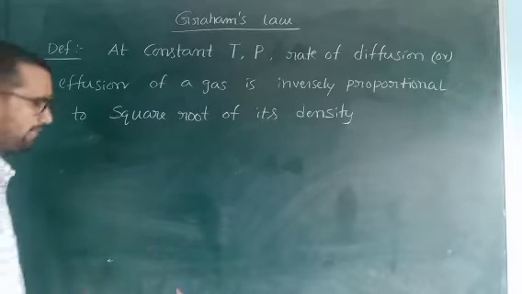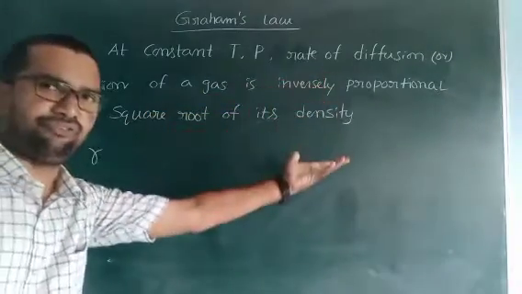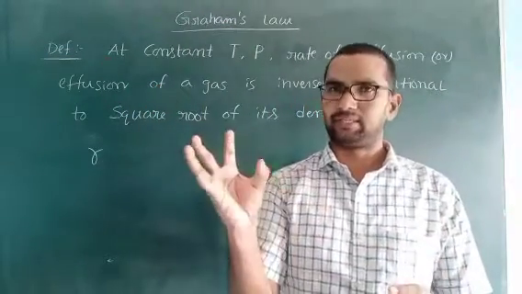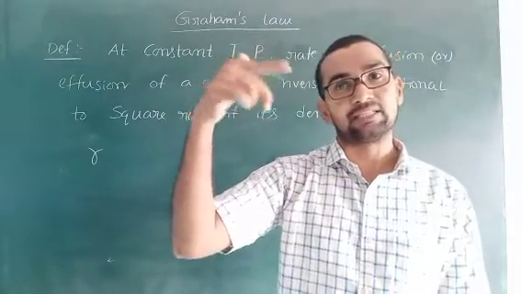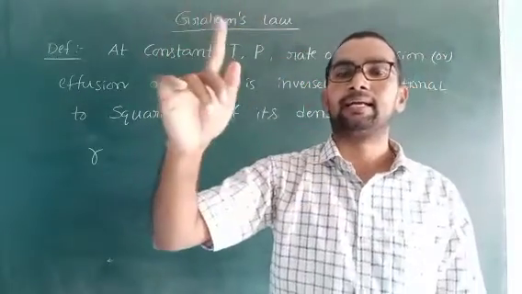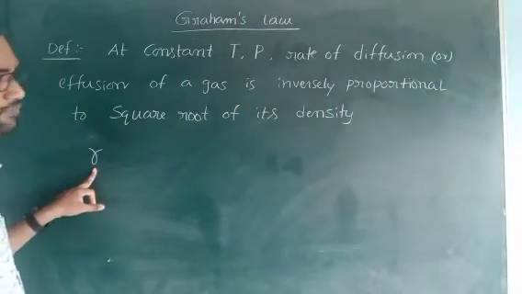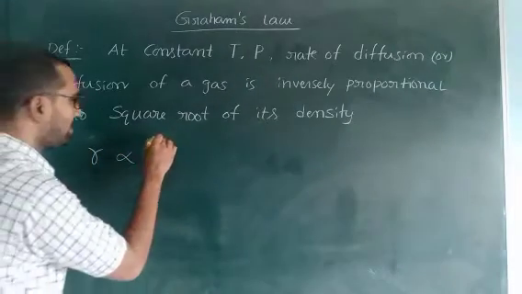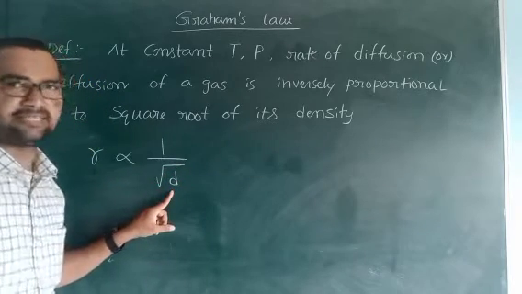Take one gas. That gas's diffusion or effusion. Rate of diffusion or effusion. Rate means what, sir? Speed. When you apply pressure on the balloon, effusion speeds up. The escaping speed is called rate. How much speed? Okay, sir. So the rate of diffusion is inversely proportional to the square root of its density. Its density means the gas density.